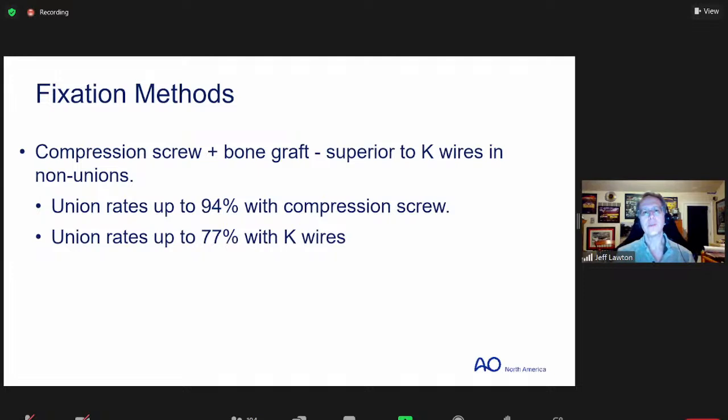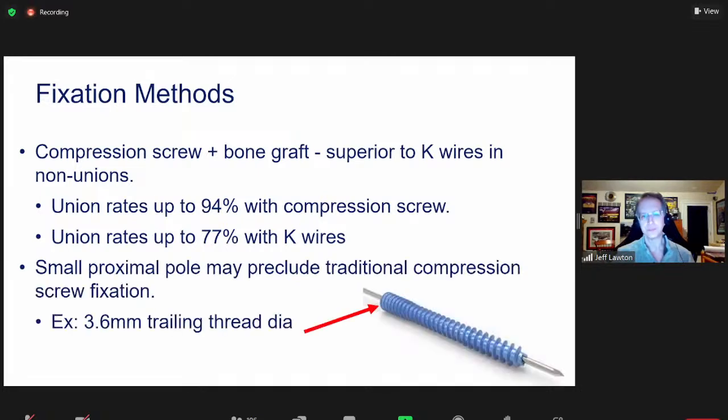So as we wade through these various issues, union rates have been shown to be as good as 94% with a compression screw, but unfortunately, smaller fractures or those that are only able to be stabilized with K-wires don't have the same success rate, with union rates of 77% quoted with K-wires. But we're talking about what may be a small proximal pole, and you have to think about screws. So this is just a typical commercially available screw.